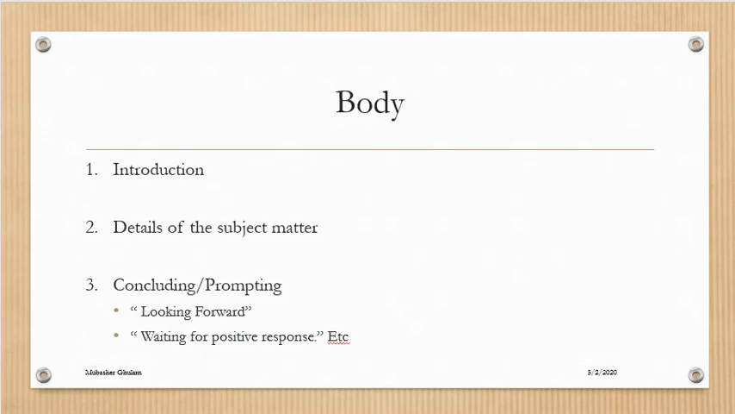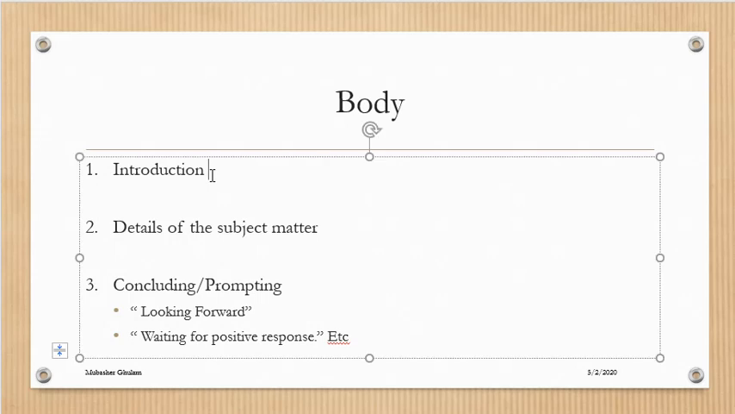Then the body. The body of the letter is based on three things. First is the introduction. We need to introduce the subject matter, your company or yourself when you are writing to another company. If you are writing in your own company, then you need to introduce the subject matter. So introduction of the subject matter is the first thing, and it also tells what is the real story behind this letter. Then details of the subject matter. For example, you are writing a quotation letter or price list letter.